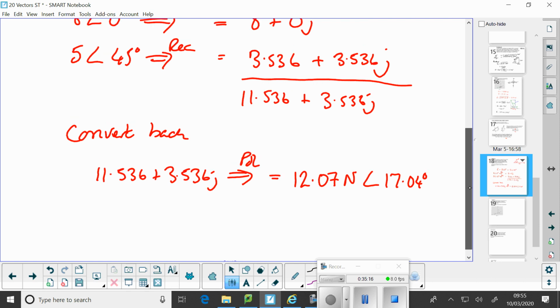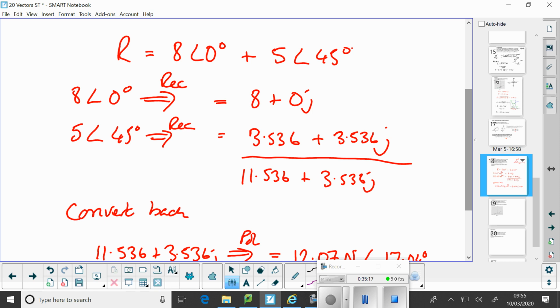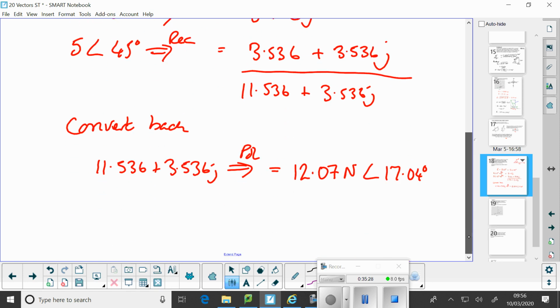So, addition of rectangular numbers: we add all the real parts together separately, and add all the imaginary parts together separately. Have a check of that conversion, please, and make sure you got it right. And if you check back to the earlier problem where you did 8 newtons and 5 newtons, you should see we've got the same answer.